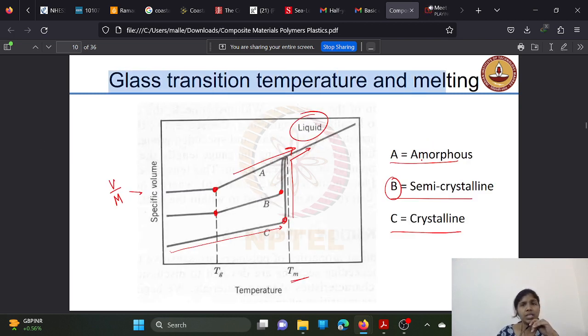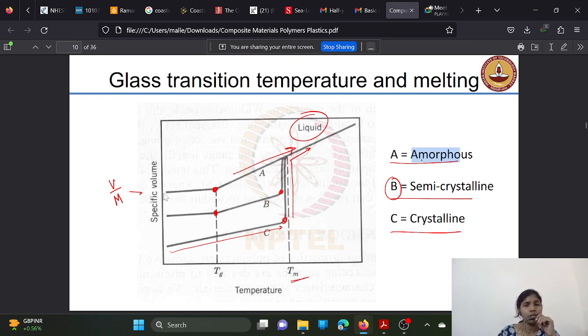See, the glass transition temperature and melting temperature are explained here by taking three stages of a material: amorphous, semi-crystalline and crystalline. Amorphous means the random nature of particles. Consider a graph between specific volume and temperature. Specific volume is the volume of the material to the mass of the material, that means the inverse of the density. This is specific volume on the y-axis and temperature on the x-axis, and on the x-axis you can see the glass transition temperature and the melting temperature.